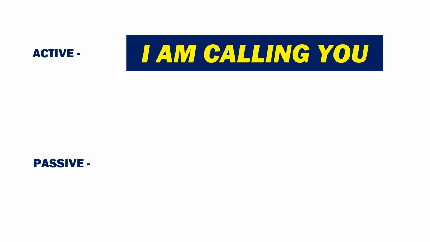Siddhartha, you have to make this sentence into passive. Passive may never ever use ing. Passive may always use the V3 form. V3 means the third form of the verb. Called is the third form. So what is the third form of call? Called. You were called.